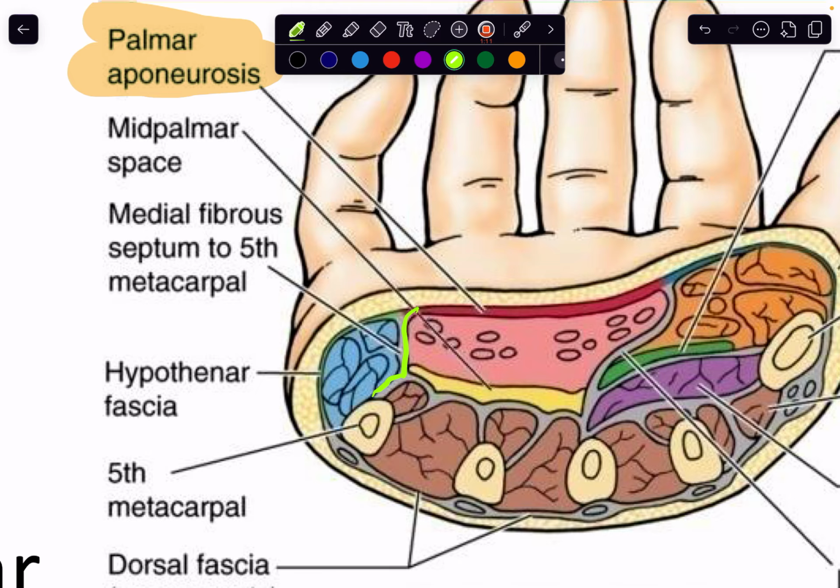Look at this. Third and fifth. So this is one compartment, right? And this space is called the mid-palmar space. And from this, you can see this very big area. This is the green color here, the thenar space. So this is the thenar space.